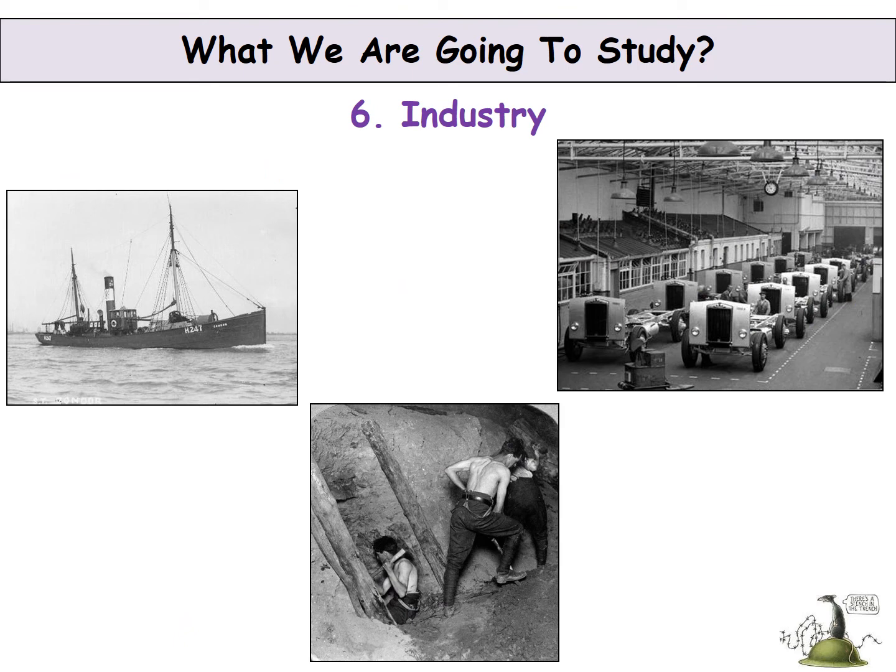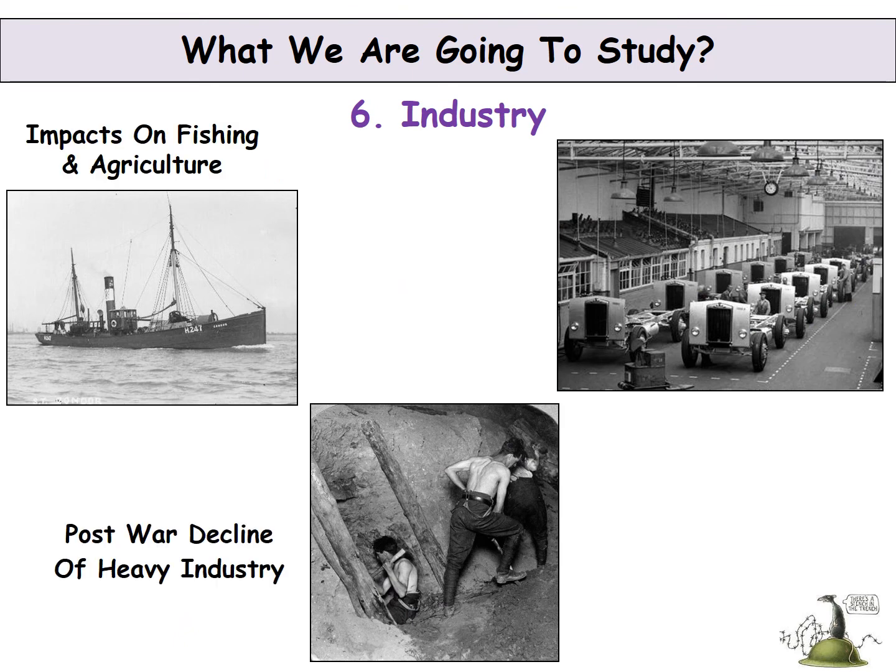And we'll also be focusing on industry, so the impact on fish and agriculture that the war has, the post-war decline of heavy industry like coal mining, and new industries that started to emerge in the 1920s.